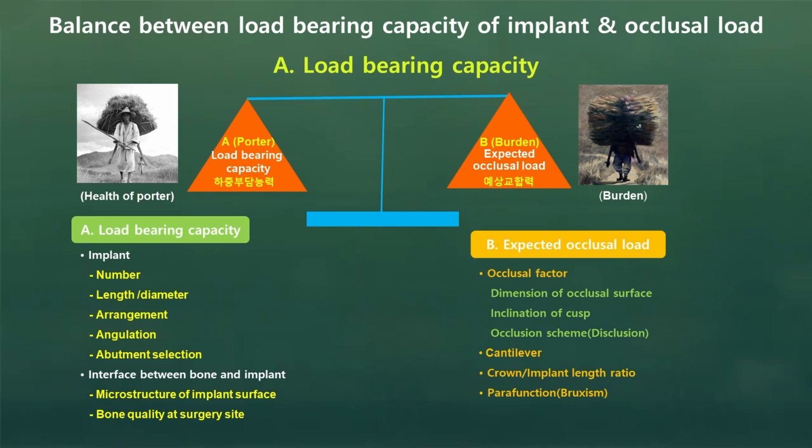Another is whether there's appropriate interface between implant and bone. This is affected by whether the implant has appropriate roughness. Another point is the bone quality of the site in question. We need to think about that. In terms of unanticipated occlusal force, this will be addressed in detail later.